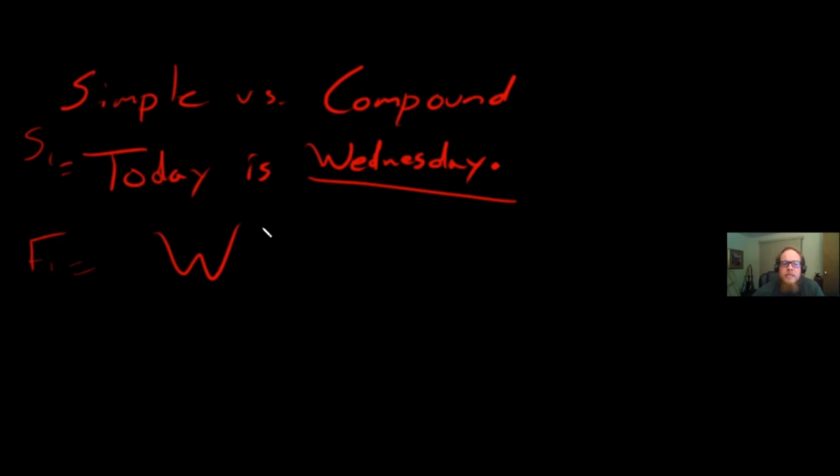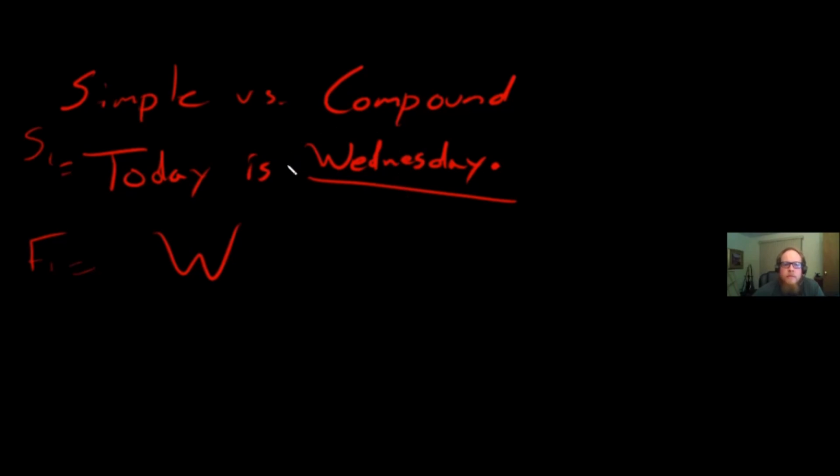So what does W stand for? It stands for today is Wednesday. Why? Because I said so. I could have chosen a different letter. I could have underlined today, and we would have chosen T. So this W doesn't stand for the word Wednesday. It stands for the statement, today is Wednesday, which is a little bit different.